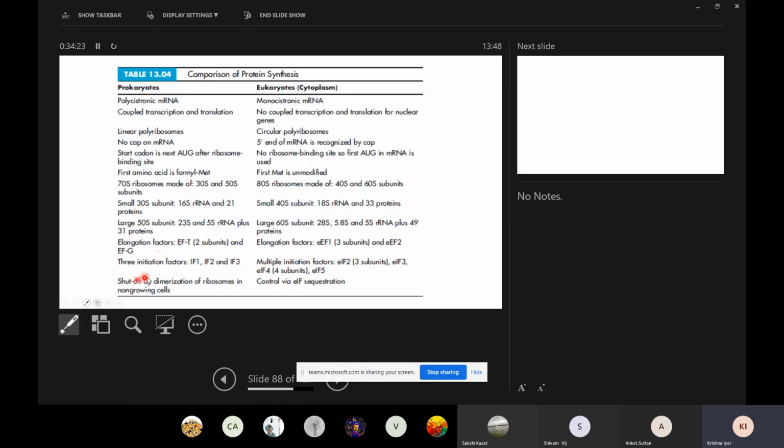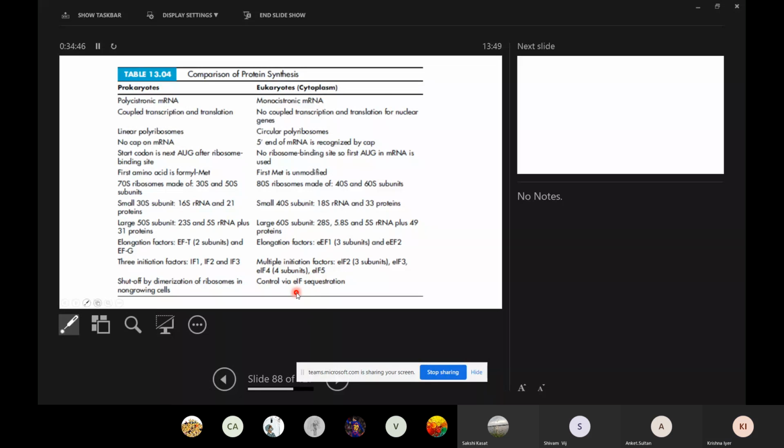And as I say, you can shut off protein synthesis by dimerization of ribosomes in non-growing cells. We have not talked about this. Here, we do it by controlling the extent of elongation and controlling the availability of initiation factors. So that's how we control protein synthesis.